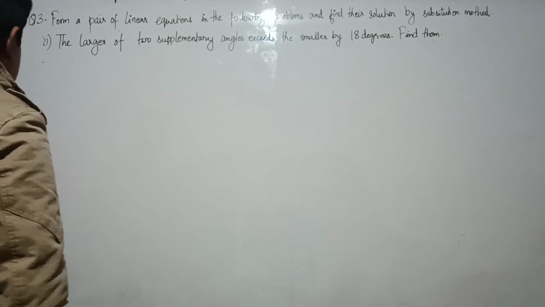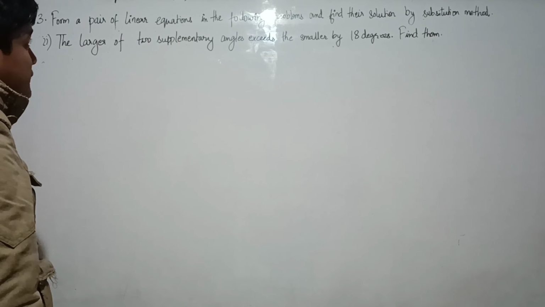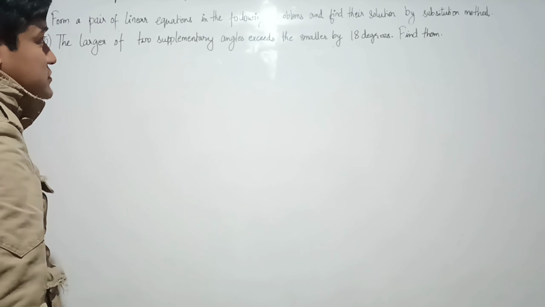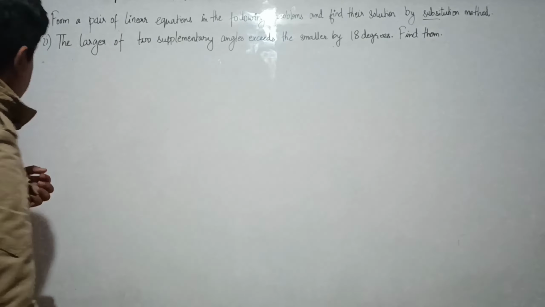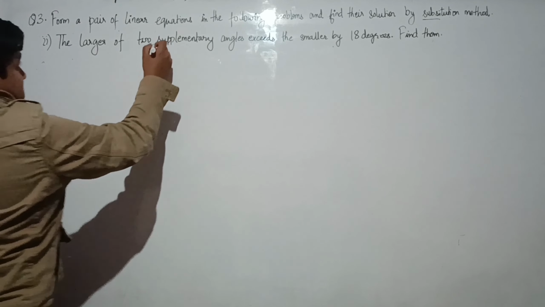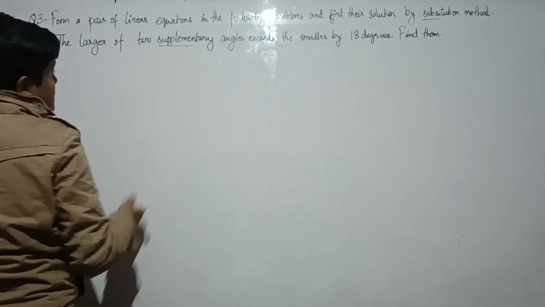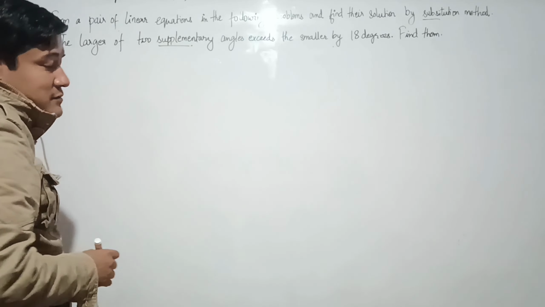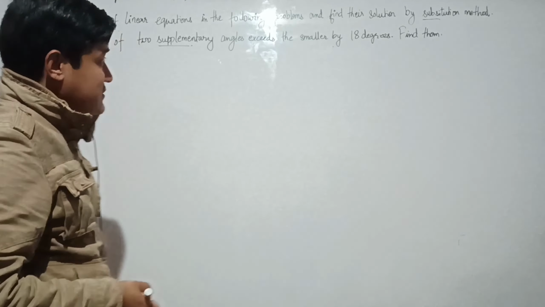Question number 3, form a pair of linear equations in the following problem and find their solution by substitution method. Again, substitution method, so you must use substitution method. The larger of two supplementary angles exceeds the smaller by 18 degrees, find them. So supplementary, you must understand the mathematical term supplementary. Supplementary bhaneko dui ta angle jodaheri 180 aune.